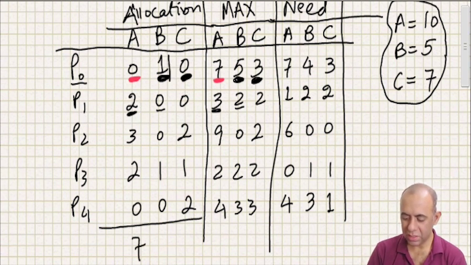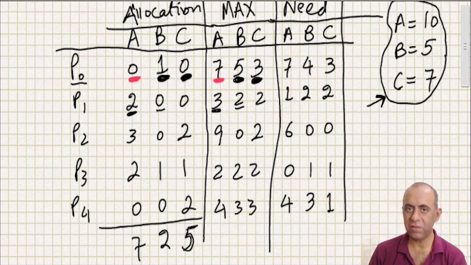Similarly, 1 plus 0 plus 0 plus 1 plus 0 is 2, so that means 2 is the number of resources of type B which are currently given to all the processes. Similarly, 0 plus 0 plus 2 plus 1 plus 2 is 5. So the current allocation of type A, B and C, the total allocation is 7, 2, 5, while the total existing size is 10, 5, 7.